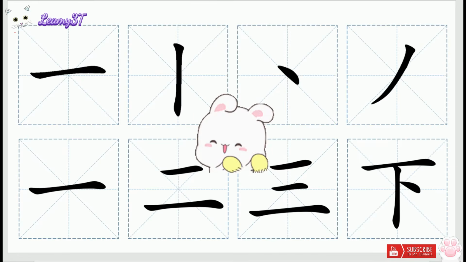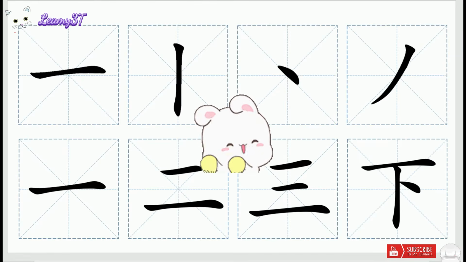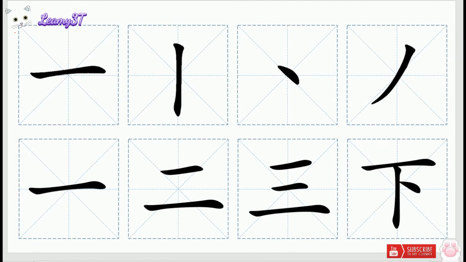Okay, congratulations. We finished today's task. Today we studied 4 basic strokes: héng, shù, diǎn, piě. We also studied 4 simple words. They are yī, èr, sān, xià. And that will be today's class.